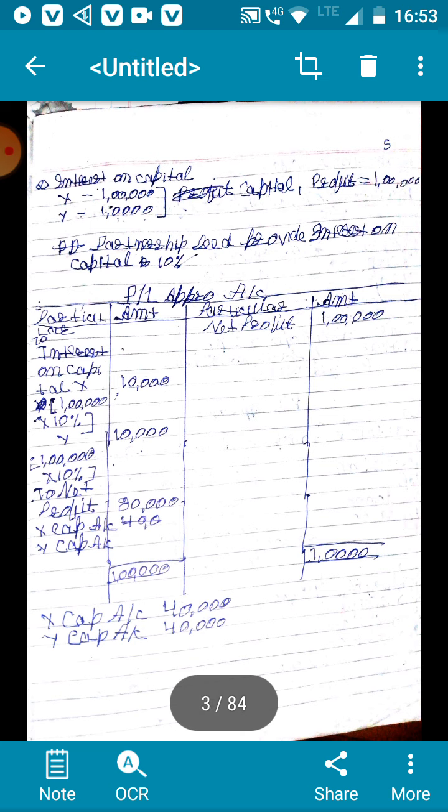The total of net profit and the appropriation account match with each other, 1 lakh and 1 lakh.